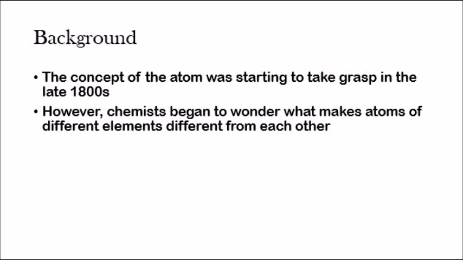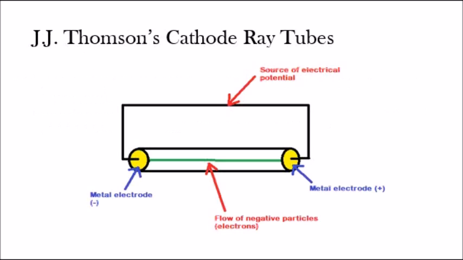So that's where this dude comes in, J.J. Thomson, and he discovers these interesting things called electrons. What he did was he had a setup called a cathode ray tube. He took a metal here and a metal here, and he put an electric potential between them. And what happened is he saw a flow of negative particles.